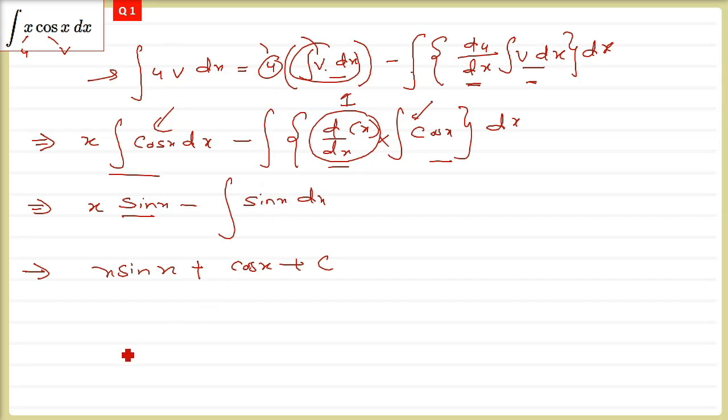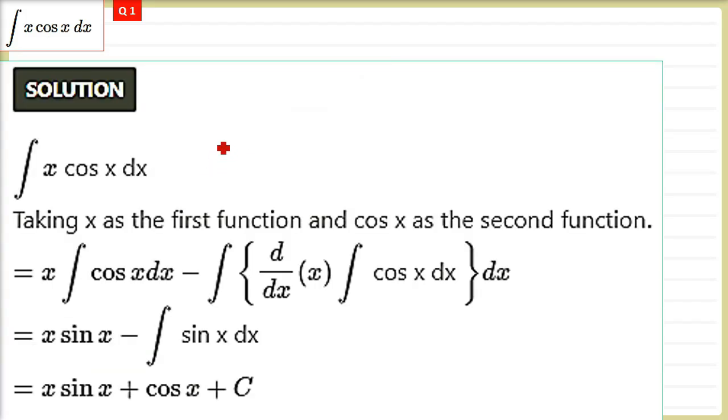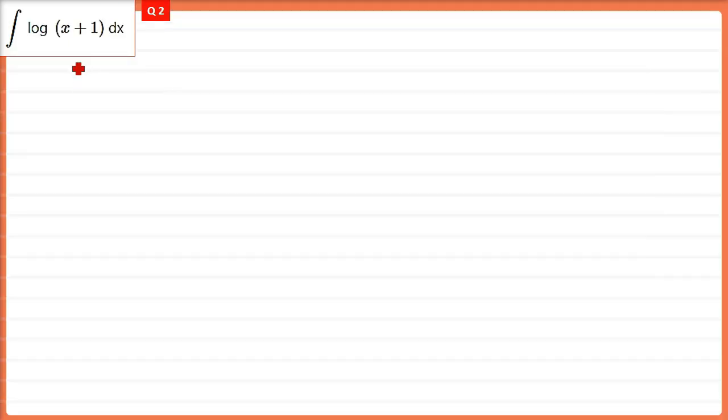And this formula is very important. Now how to go about it? What are you going to write actually? Like taking x as the first function, cos x as the second function. All these need to be written.